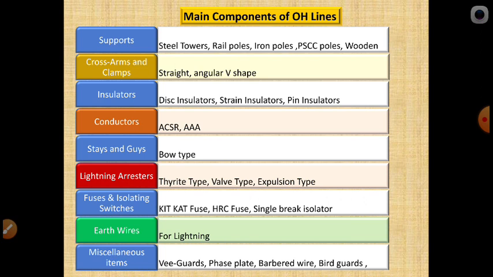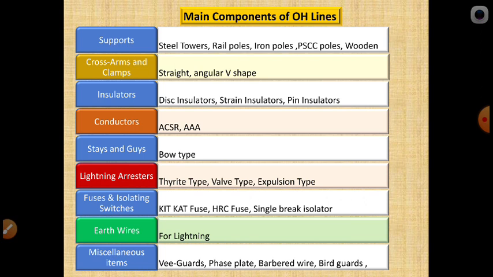So, we are going to see these basic things. What are the things? One is a support, another is the cross arms and the clamps, and clamps are used to keep the cross arms in position, and insulators to insulate the live conductor from supports, and conductors which can carry the energy from source to destination.